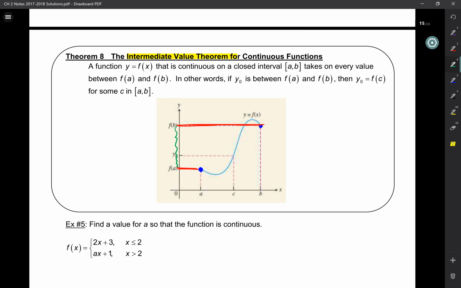Here's my question for you. If you were to trace this function from A to B, would you say that in doing that, you're going to hit all of the y values from f of A to f of B? Yes. Why not? Because there's no more. That's fine, there's more. But are you going to hit every single y value from f of A to f of B? Yes. That's the intermediate value theorem.